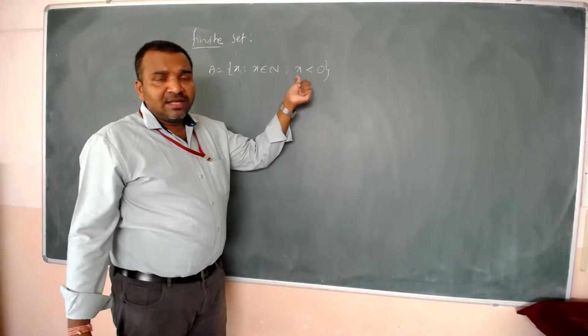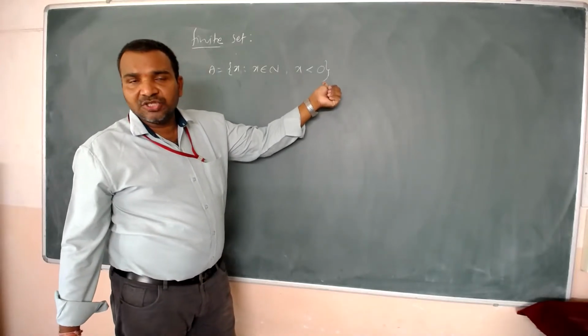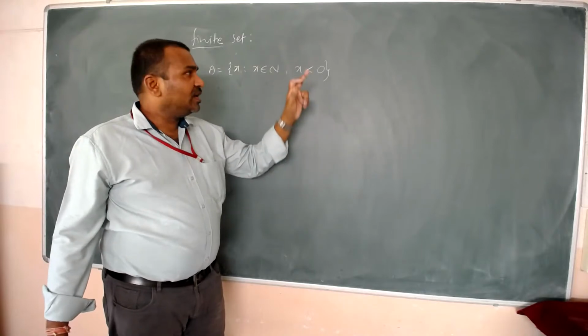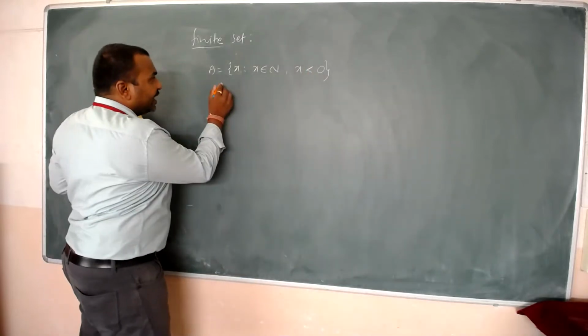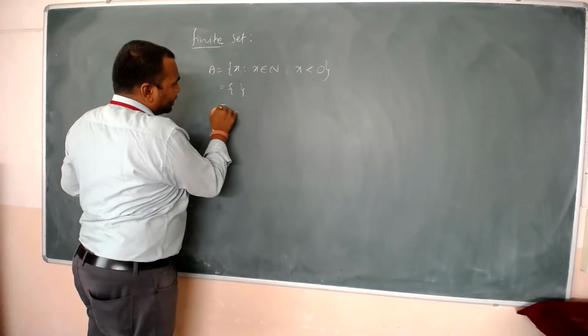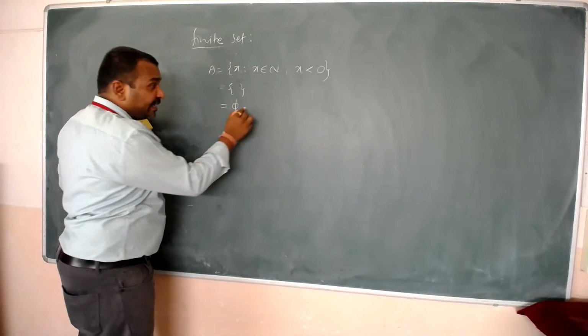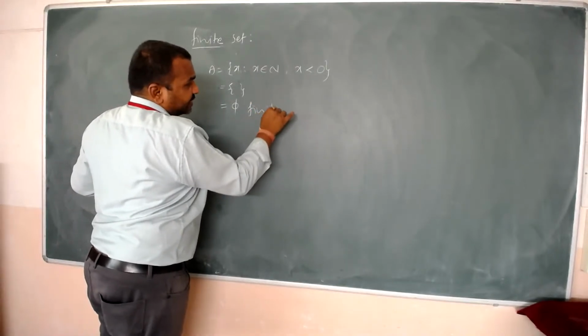One more condition is there. That natural number must be less than 0. There is no natural number which is less than 0. That's why it is an empty set. An empty set is also a finite set.